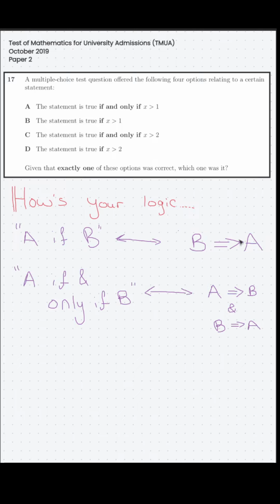A if B means B implies A. Read it as A is true if B is true. So if B is true, then A is true. So B implies A in symbols. A if and only if B means both A implies B and B implies A. Both of these things have to be true for A if and only if B to be true.